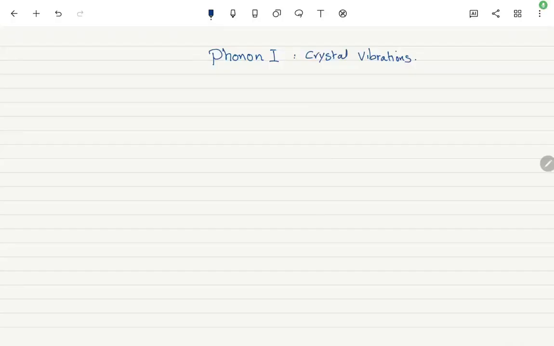Hello everyone, in this lecture we would like to discuss phonons 1: crystal vibrations. Assuming that we have an elastic vibration of a crystal with one atom in the primitive cell, we would like to find the frequency of an elastic wave in terms of the wave vector, which describes the wave, in terms of the elastic constants.